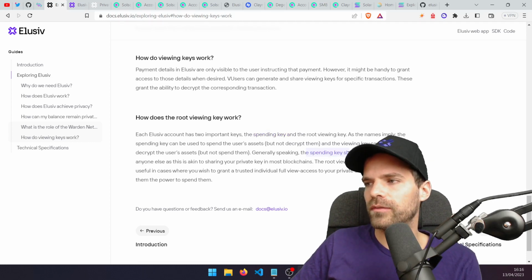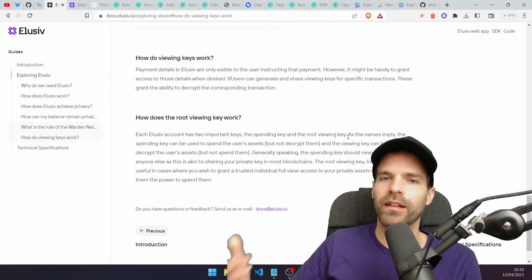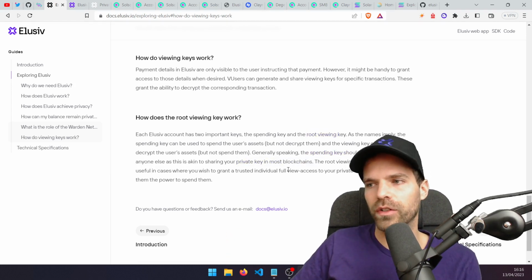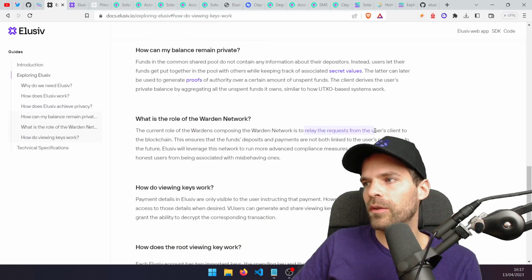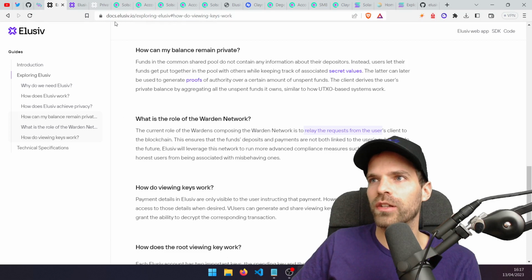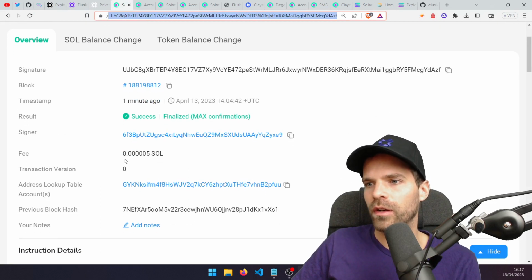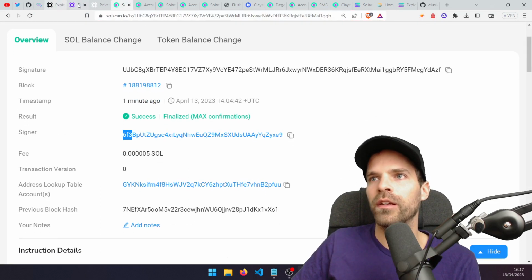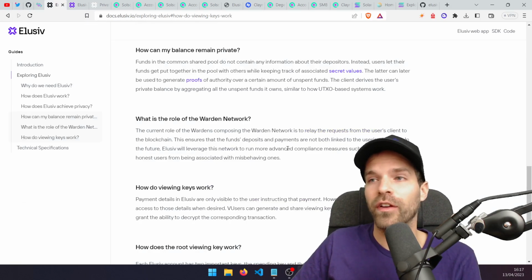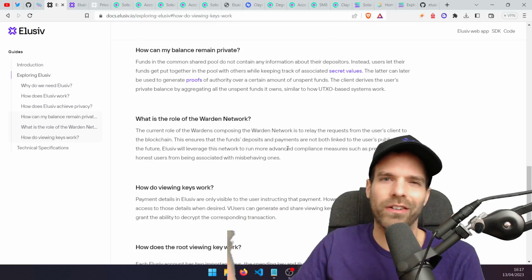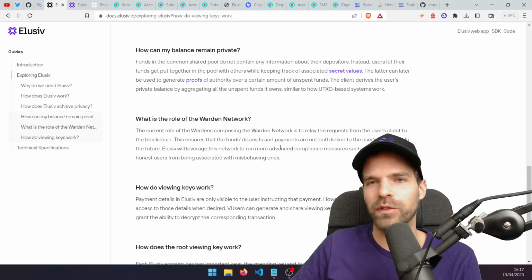You shouldn't share the spending key, but you can share the root viewing key. Then it's like you publish all of your transactions to that person with the key. And the wardens relay the requests from the users to the blockchain. So in my case, that warden was the 6F3. It's just another guy that sends those transactions on my behalf. So you can think of it as a cranker that cranks the Elusiv program that's in the Warden Network.